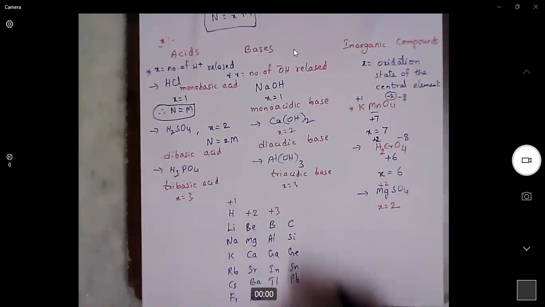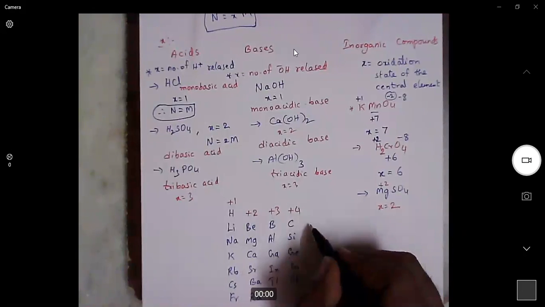Fourth group is always stable in plus 4 charge. Now look at fifth group.